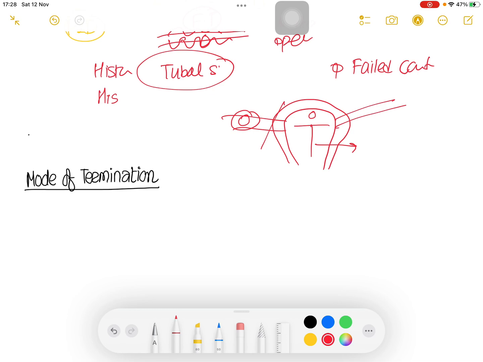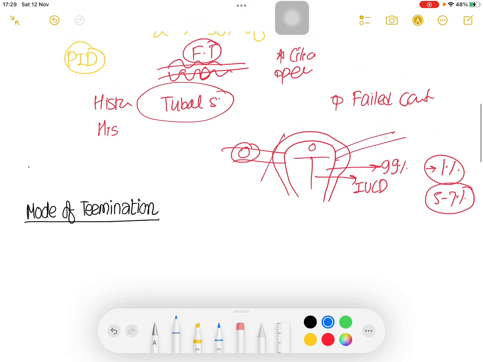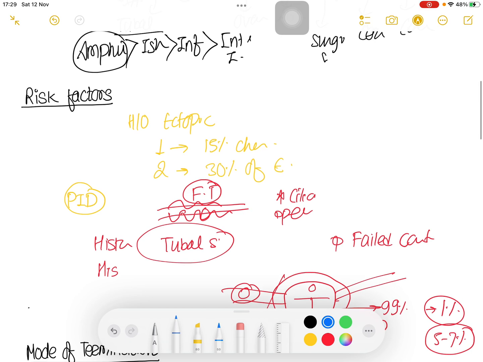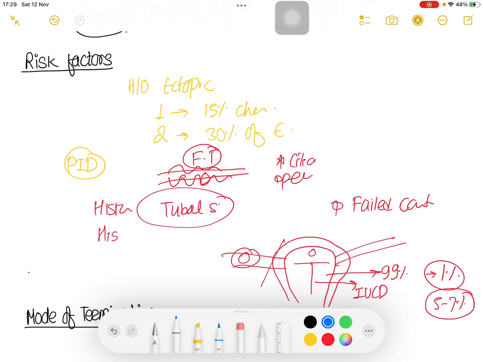But if pregnancy occurs in an IUCD user, then compare with a normal female, where there is a 99% chance of uterine pregnancy and 1% chance of ectopic pregnancy. In IUCD users, normally there will be less chance of pregnancy occurring, but if pregnancy occurs, then there is a 5 to 7% chance of having ectopic pregnancy. So women using the IUCD have more chance of ectopic pregnancy. These are the risk factors, and other risk factors like smoking can also contribute to the formation of ectopic pregnancy.